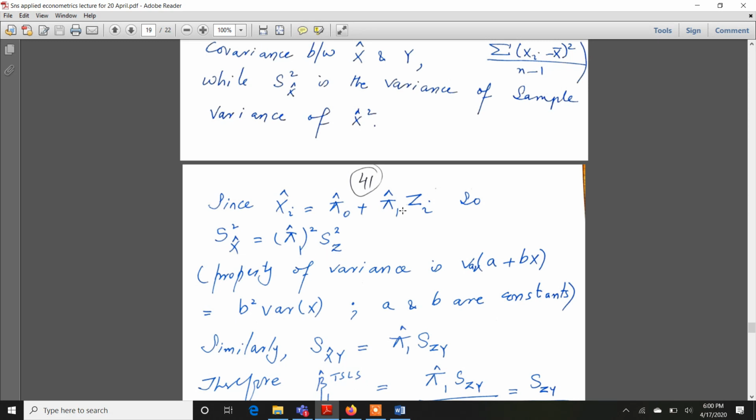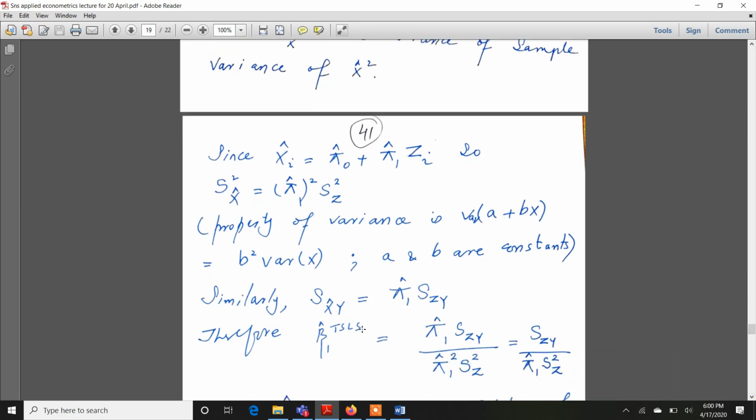Because this y naught hat and y1 hat are some constants, and there is a property of variance that variance of a plus bx is equal to simply b square times variance of x. That's why variance of this x i hat is y1 hat square into variance of zi, right? Similarly, the covariance x hat y hat is equal to y1 hat times s of zy. Now when we are applying the property on covariance, remember that the coefficient that is multiplied is not squared, whereas in the property of variance that constant is squared, right?